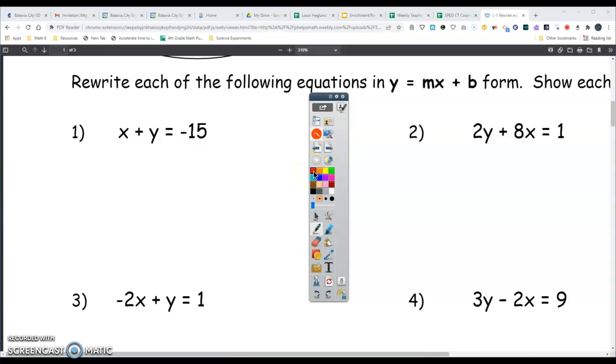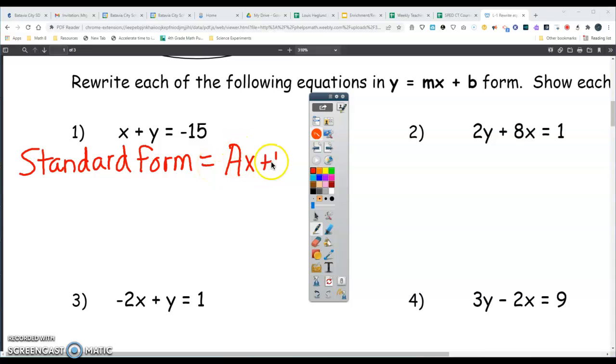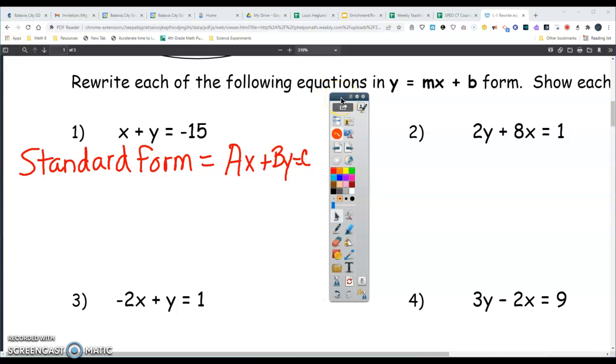Well, standard form is this. If we look at standard form, and that's what these equations are in, this is standard form right here: x plus y equals 15. So standard form looks like this: ax plus by equals c. Okay? Let me move this over a little bit so you guys can see. And that's all that it is.